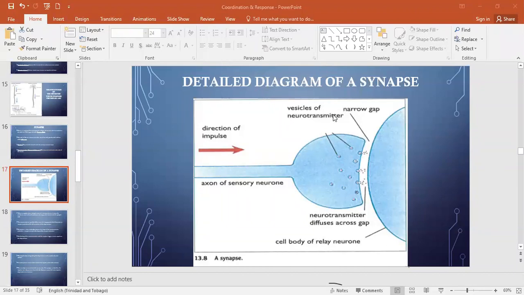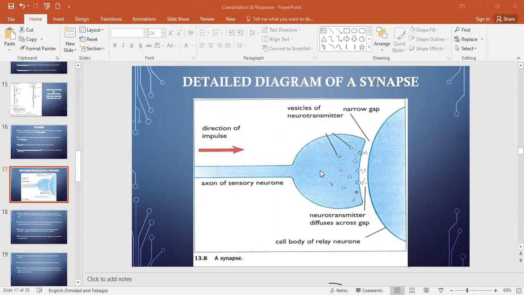It is called a neurotransmitter because it transmits the message from one neuron to the other. So it's a transmitter of information from one neuron to the other, and it is a chemical. These are little chemical substances found within tiny vesicles in the axon terminal of one neuron, or the end of one neuron.